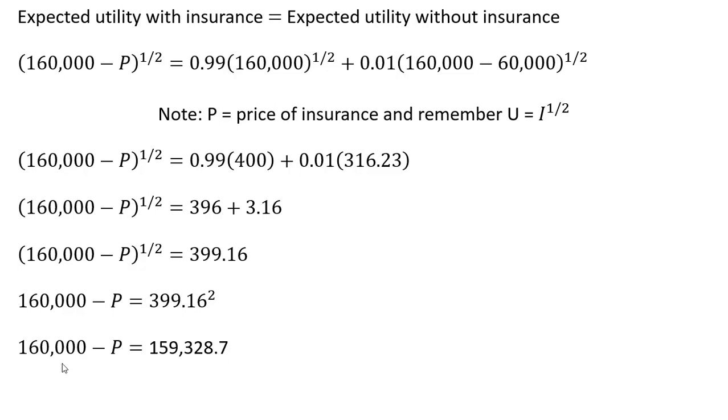And now just solving for price, $671.30. That is the maximum Jill would be willing to pay for full coverage insurance that would cover her $60,000 loss if she were to get sick.